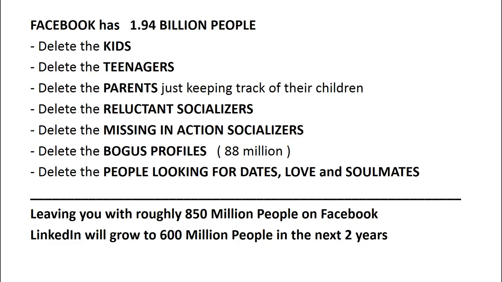Now, Facebook has 1.94 billion people. That's a lot of people. But if we delete the kids, delete the teenagers, delete the parents just keeping track of their kids, delete the reluctant socializers, people who only want to be connected with their close group of friends, delete the missing in action socializers, they've abandoned their pages. Delete the bogus profiles. CNN says there's 88 million bogus profiles on Facebook. And delete the people looking for dates, love, and soulmates. You're left with roughly 850 million people on Facebook, and LinkedIn is going to grow to 600 million people in the next 2 years. Actually, I think they're going to grow to 600 million people before the end of the year.